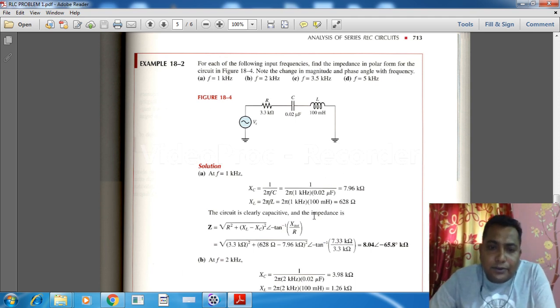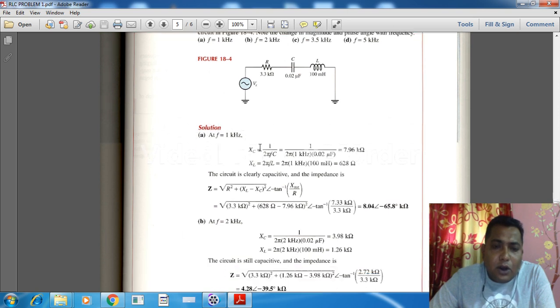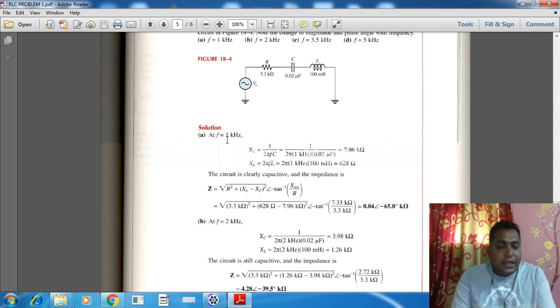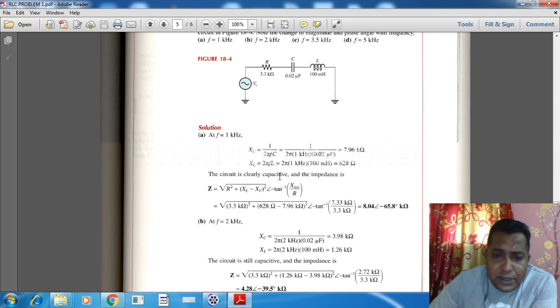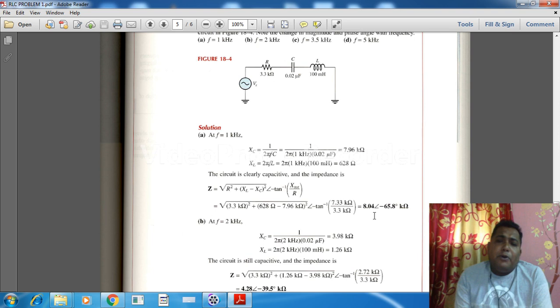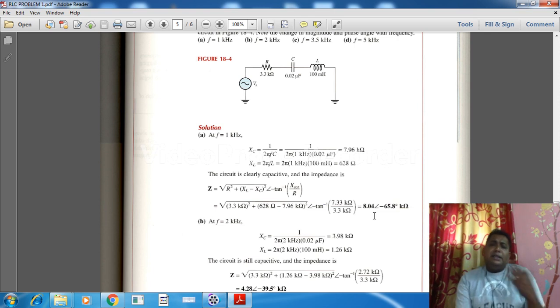So going to solve. The first frequency is 1 kilohertz. At 1 kilohertz, the XL equation is there, the XC equation is there. XC is given by 1 by 2 pi FC, and XL is equal to 2 pi FL. So put the values, we will get the XL and XC values, then put them in the impedance equation. As we can see, follow my pointer, this is the Z equation in polar form. After putting the values, we get 8.04 at an angle of minus 65.8. Now in the previous problem we have seen that there is a positive angle, there is a negative angle.